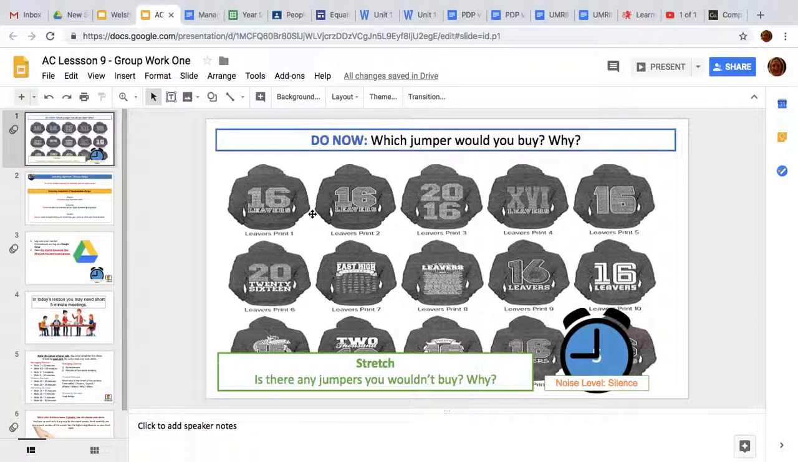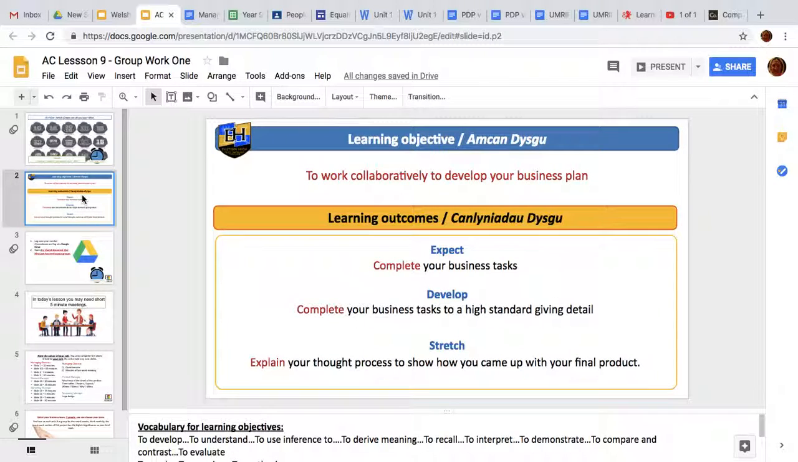There it is. I'll go through the lesson that I would have done, and then, like I said, if you want to make a new one, do, or just work from this one. So the Do Now: which jumper would you buy and why? Just really looking at creative ideas and different types of business ideas, and why people buy things and why people make the choices that they do. So, a short little Do Now there.